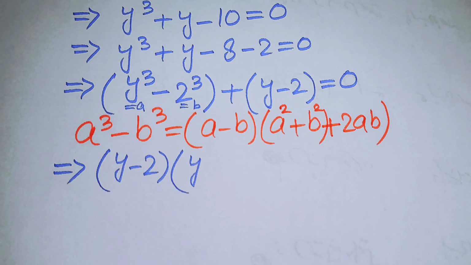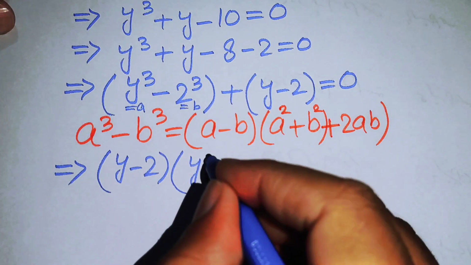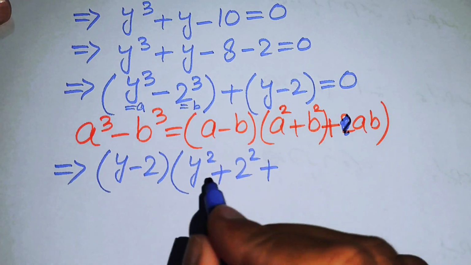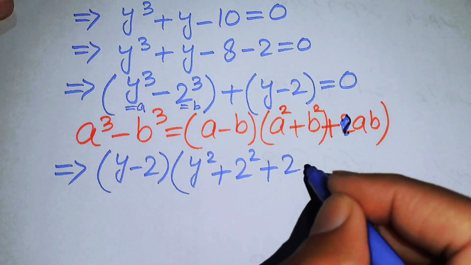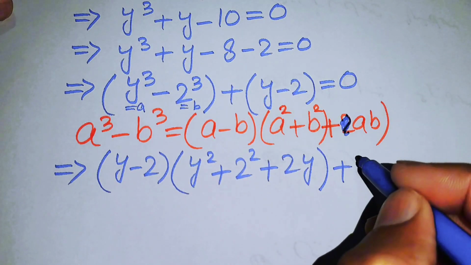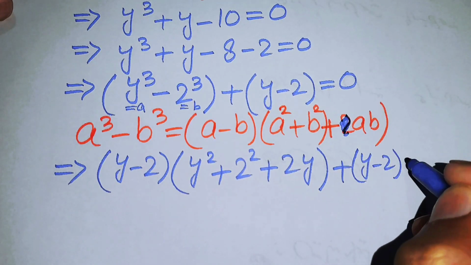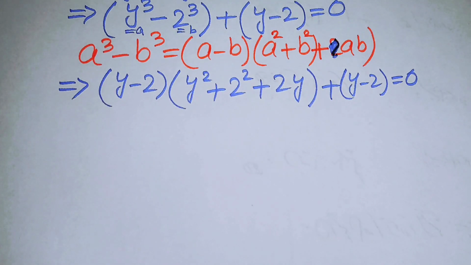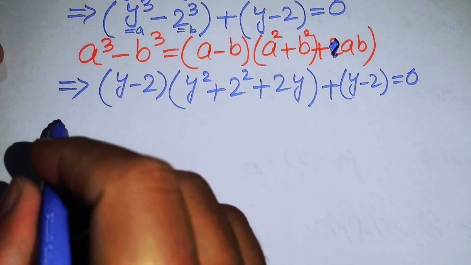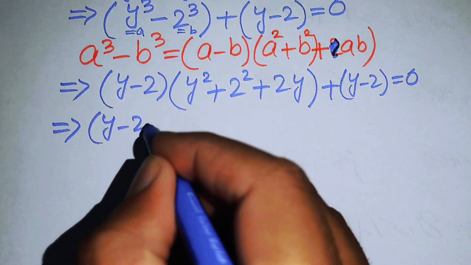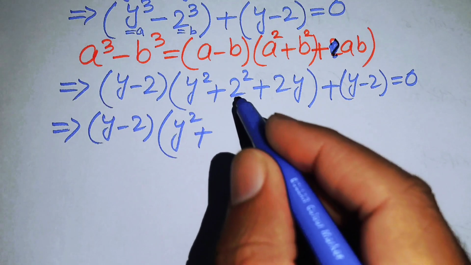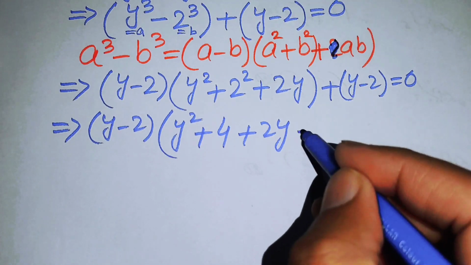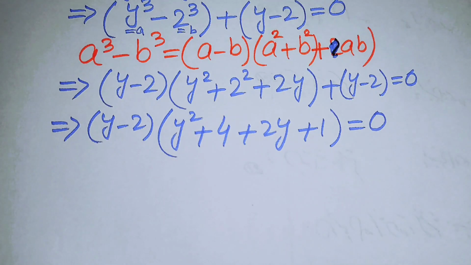So now we use this formula and we get y minus 2 times y square plus 2 square plus, this is only ab, y square plus 2 square and plus 2 times y, and plus here we have y minus 2, and this whole equation equals 0. So now you focus on both of the terms, and you see here y minus 2 is the common term, so we take it common, and you write y minus 2 times y square plus here you have 2 square is 4 and plus 2y, and here we take common y minus 2 and here you get only 1, and this whole equation equals 0.